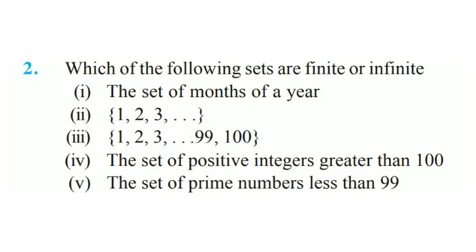And the fourth one is the set of positive integers greater than 100. It is not finite, hence this is an infinite set. And the fifth one is the set of prime numbers less than 99, and it is finite, hence this is a finite set.